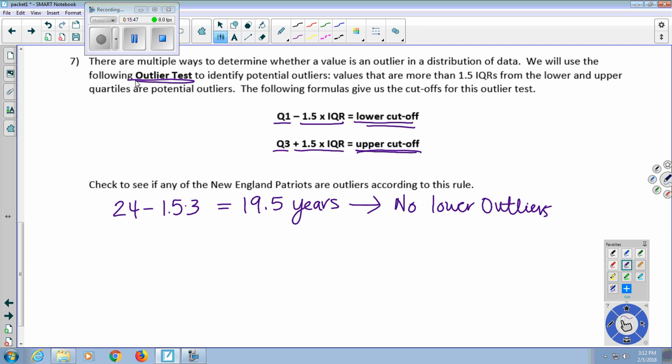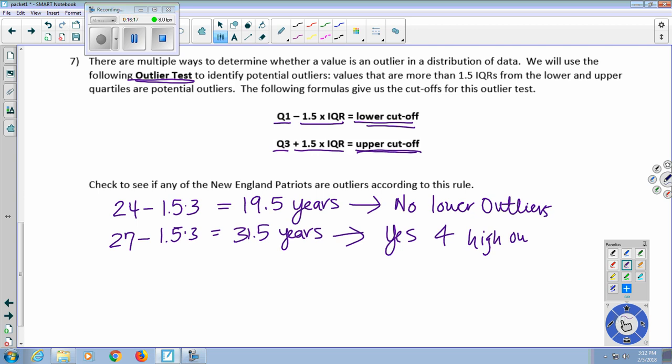Then we can calculate our upper cutoff. That is our Q3, which was 27, plus 1.5 times 3. This comes out to be 31.5 years. And we ask, by looking at the data set, were there any ages above 31.5? Yes. There's actually potential of 4 high outliers. So outliers in this data set would be below 19.5 or above 31.5.